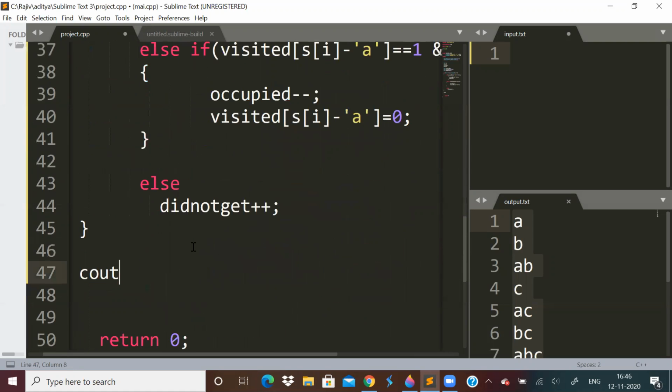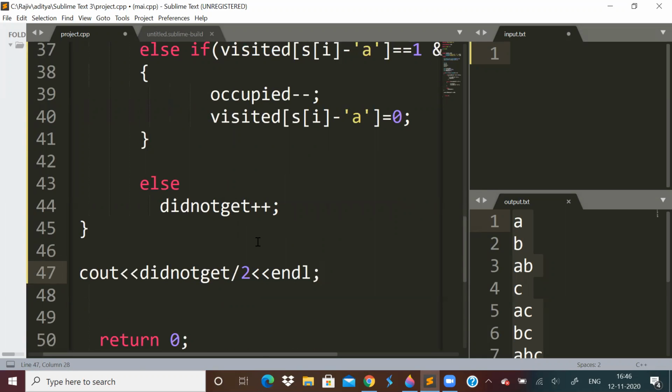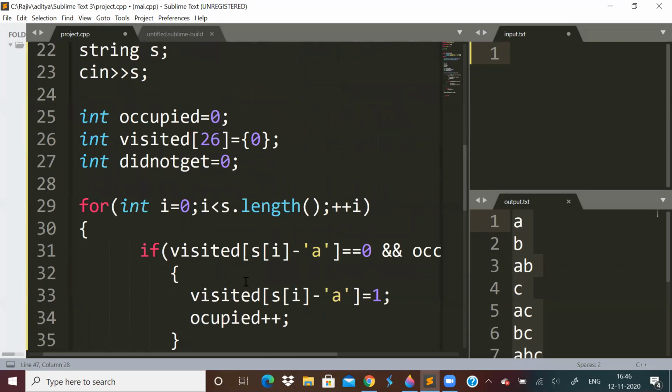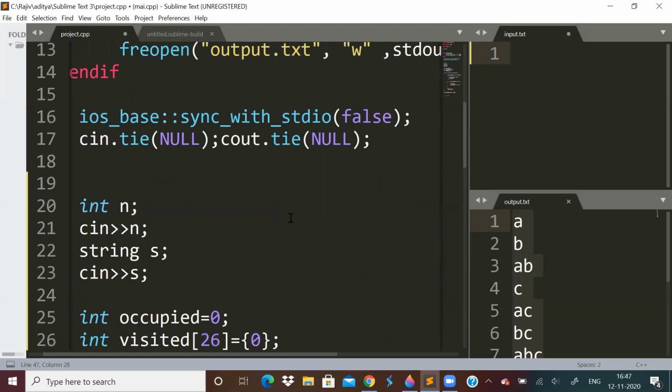Ultimately, I have to output did not get divided by 2. Dividing by 2 is important over here because I will be counting the duplicates in this program, but I do not want to count duplicates. That is why I have to divide by 2. So this is the simplest solution to this problem. We just need an extra space of 26. So this is constant space and an O of n time solution.